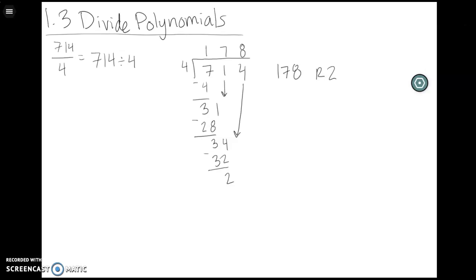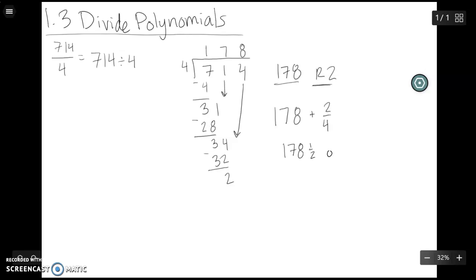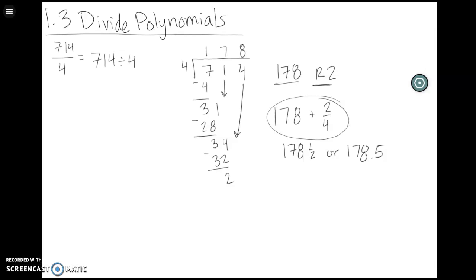Now I want to talk about another way to write your remainder, which is going to be really important for dividing polynomials. So I like to think about the remainder as the stuff that didn't get divided. So we divided 714 by 4, and we got 178. And we have 2 left over, which means that the 2 still needs to be divided by 4. So another way to write this quotient is that when you divide 714 by 4, you get 178, plus you still need to divide that 2 by 4, right? So this is also like saying 178 and a half, or 178.5. So if you put that in your calculator, that's what you would have gotten. So that's just one way of looking at the remainder, and this is going to be really critical as we move forward to division with polynomials.